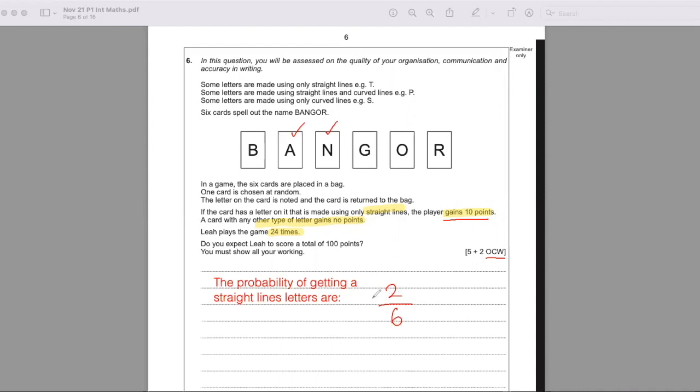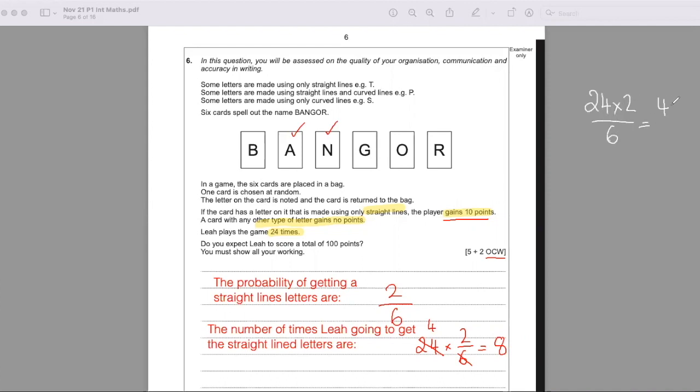Okay, now if you're going to play the game 24 times, how many times is Leah going to get the straight line letters? So what you've got to do is take how many times she's going to play, 24, and times that with the probability. The way to do it is you can actually do 24 divided by 6, which is 4, and then do 4 times 2, which is 8. Okay, there's another way of doing this. You can actually do 24 times 2 divided by 6 like this, which is 48 divided by 6.